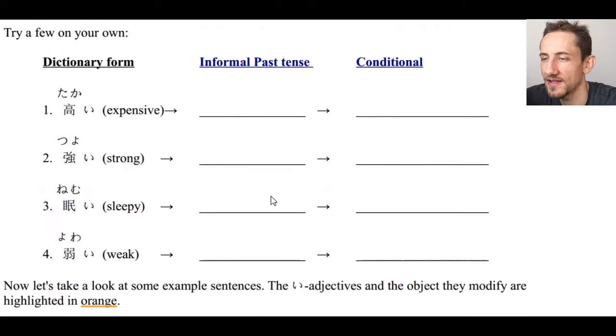Anyway, now we're going to try again some on our own. We just have 4 quick ones. So conjugate these verbs to the informal past tense and then the conditional. So pause the video, answer these, and now let's check.